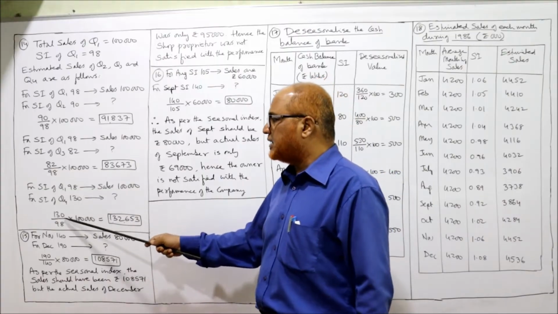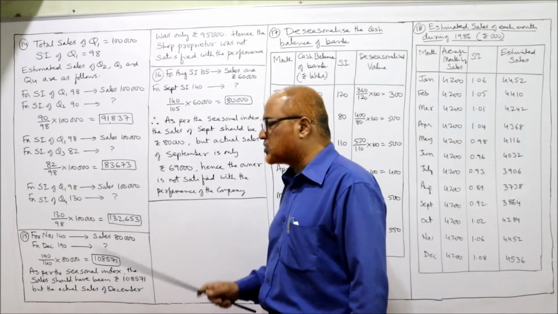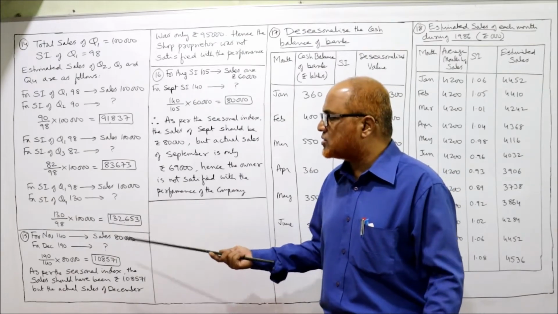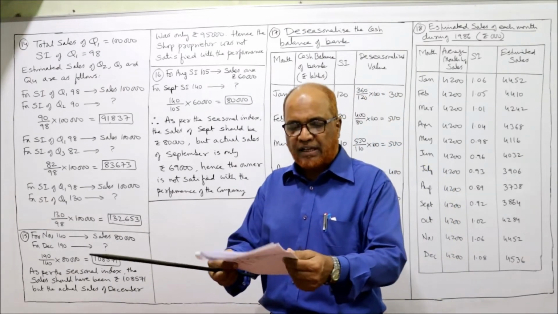So 130 by 98 into 1 lakh, 1,32,653. These are the expected sales for the fourth quarter. That's all. Next, 15th problem.